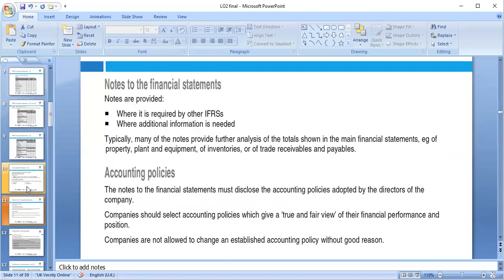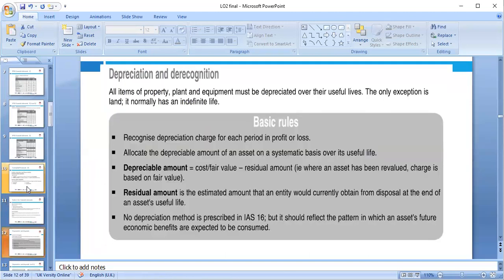Okay, the notes to the financial statements provide notes of other financial reporting standards, additional information, and the accounting policies which we follow. Financial statements must disclose the accounting policies adopted by the directors of the company. The company should select accounting policies which give a true and fair financial performance and position. Companies are not allowed to change an established accounting policy without a good reason. So we have consistency.